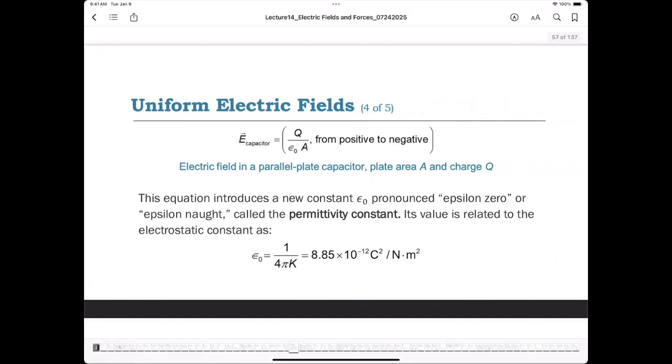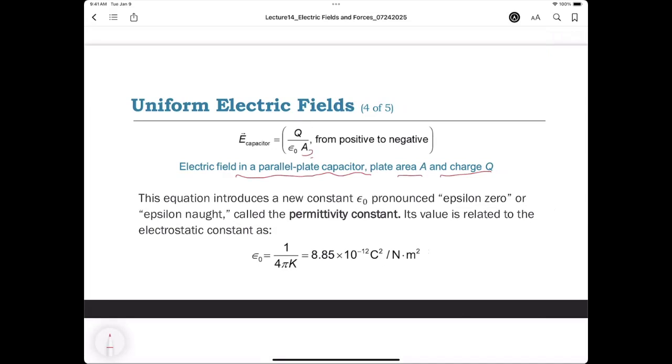This equation introduces a new constant. This is the electric field in a parallel plate capacitor with plate area A and charge Q, pointing from positive to negative, and this is how to calculate it. The new constant, epsilon zero, is called the permittivity constant. Its value is related to the electrostatic constant K that we know from before, and we can calculate it. It is a constant, which means its value is fixed.